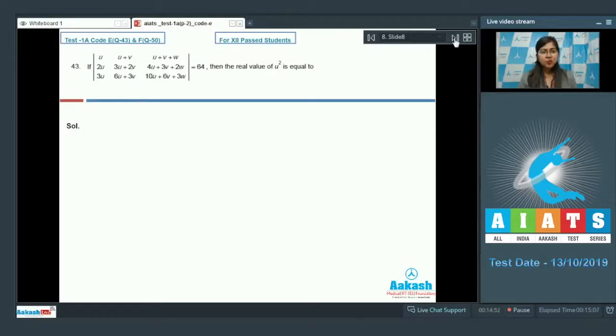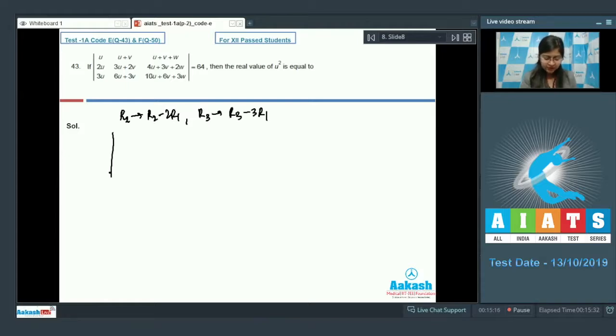Next is integer type questions. So let us discuss question number 43, in which this determinant is given to be equal to 64. So we have to find u square. So let's apply the property of determinant, that is R2 minus 2R1 and R3 as R3 minus 3R1.